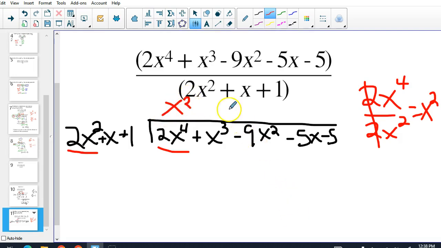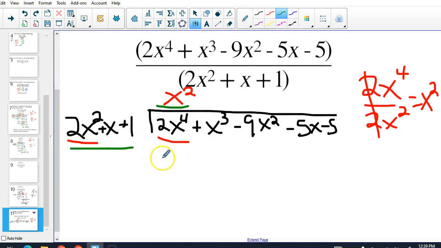There we go. That is a 2, I swear. Why don't I rewrite that? That's pretty bad. Okay. Now, we take our x squared we just got, we multiply it by every piece. This is all going to be subtracted. So we're going to put up our parentheses.